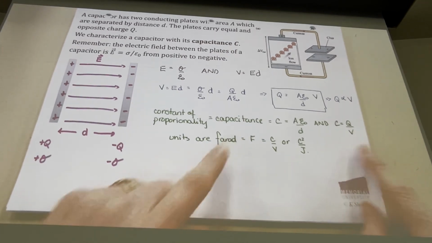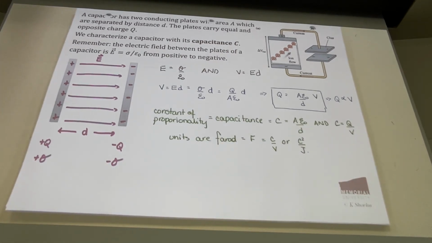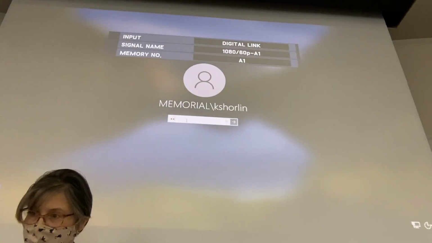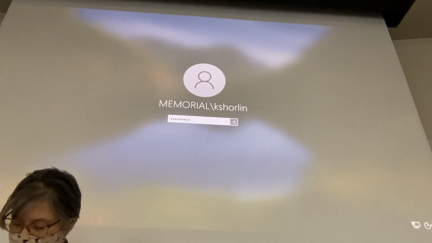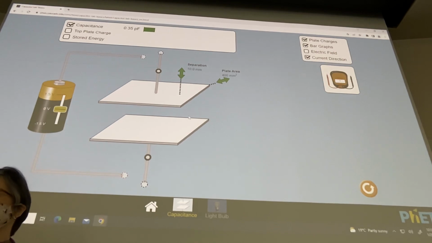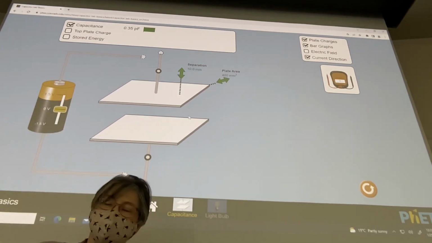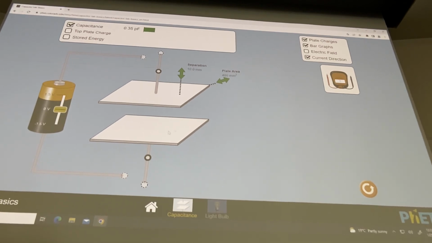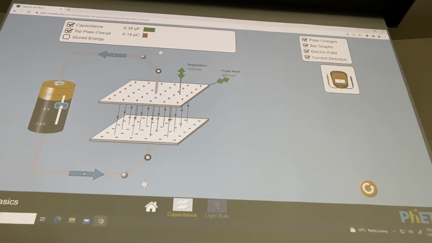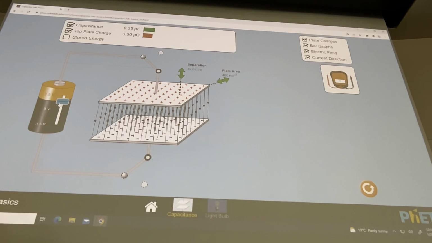Why don't we just pause and take a moment to look at capacitance on one of those PhET simulations. So if you Google PhET capacitors, it would take you to this simulation. These two plates are the capacitor. I'm going to click off the box that shows me the top plate charge, and click off the box that shows the electric field. If I take my capacitor and hook it up to the battery, right now it's at 0 volts. If I bring it up, see as I increase my potential, I'm getting an electric field between the plates and I'm getting charge stored.